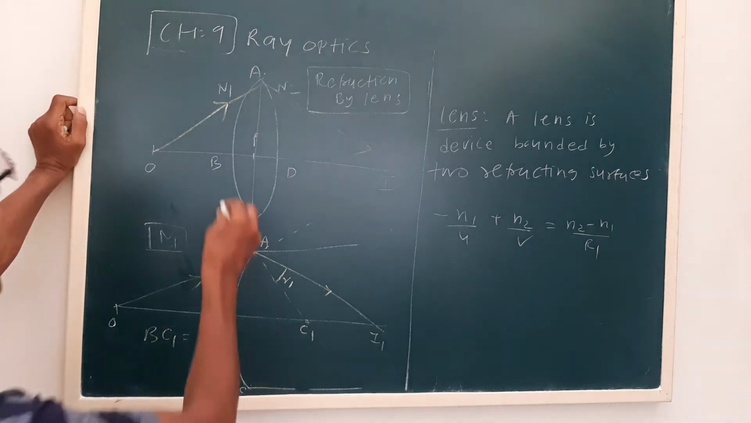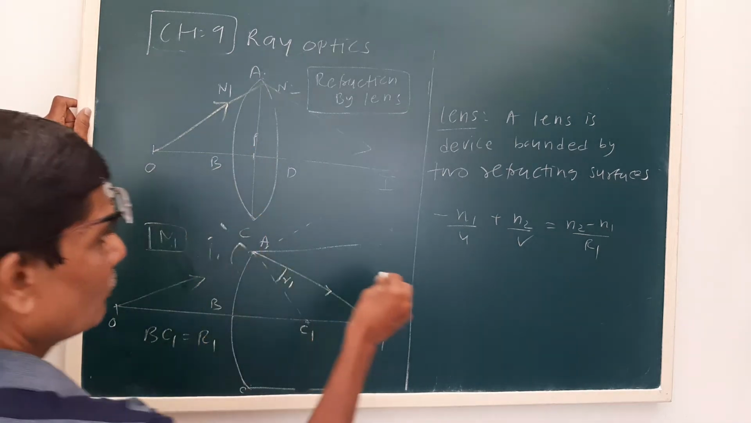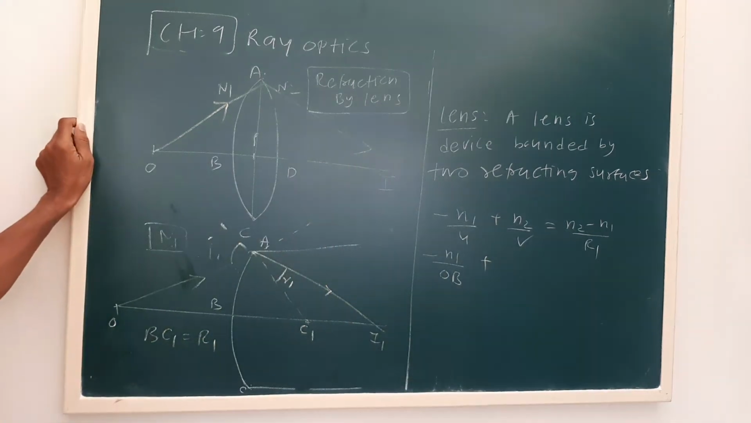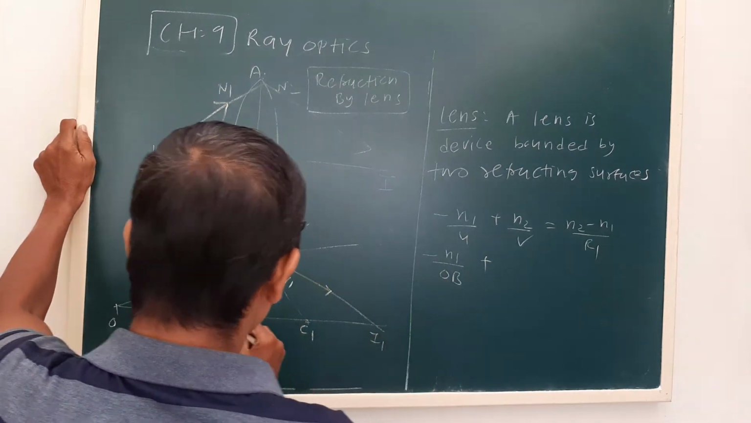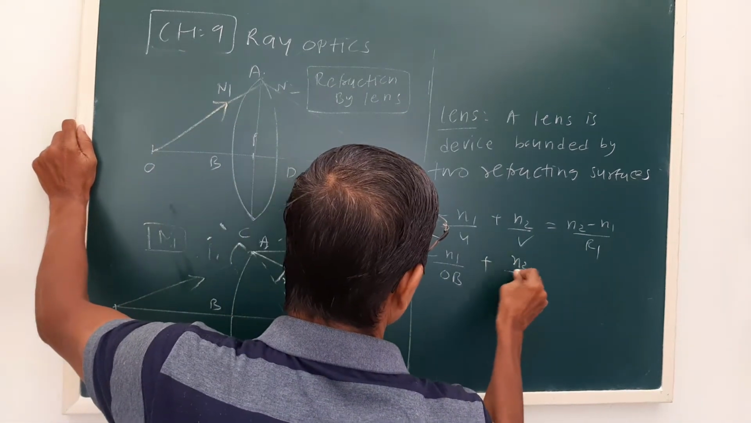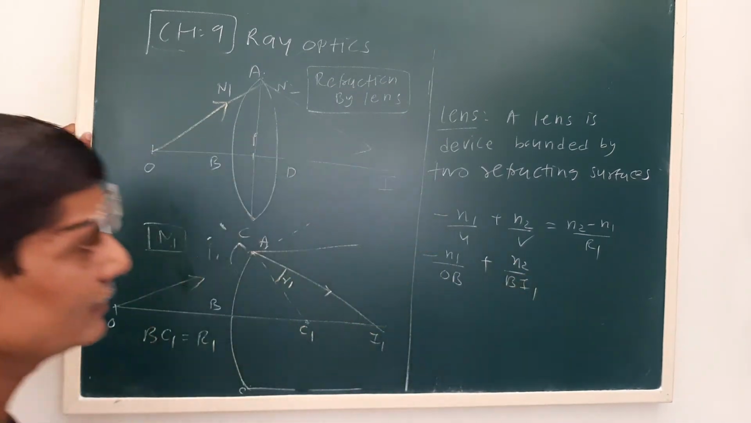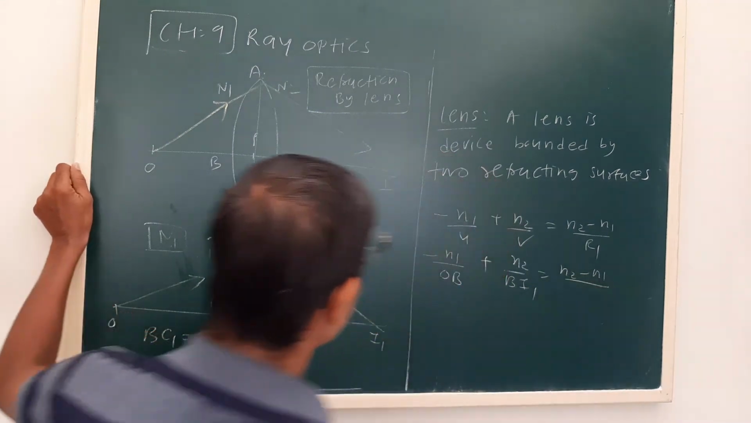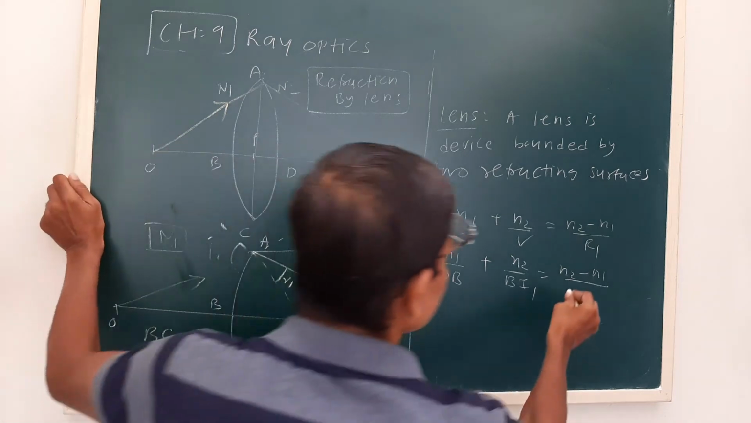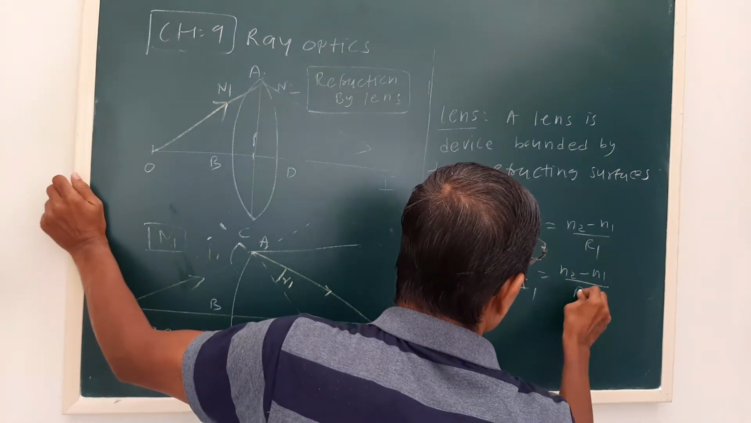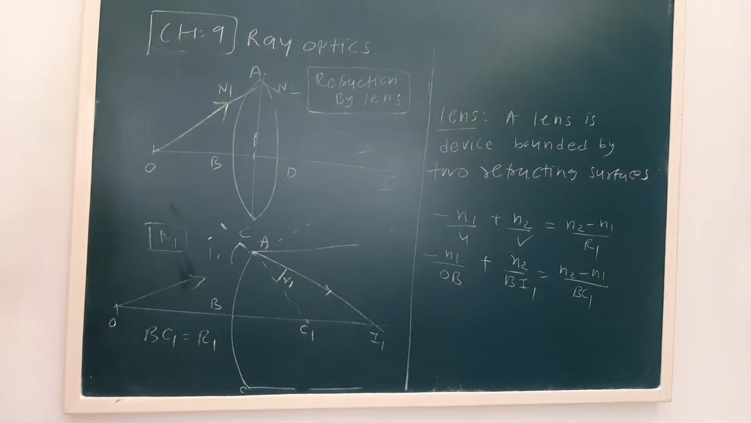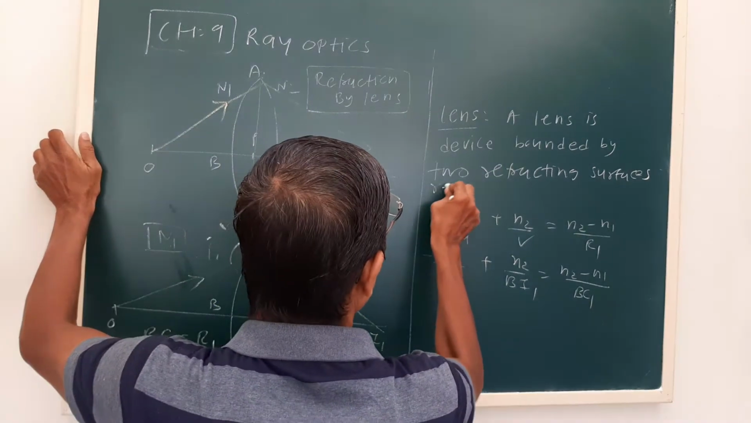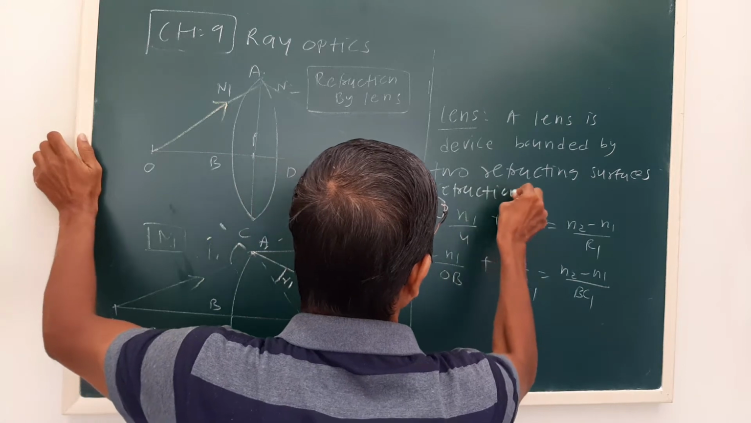See, this distance OB is U. This BI, let us say BI1, I am calling. And N2 minus N1, see, this radius is nothing but BC1. So this is the refraction taking place by the N1 surface.